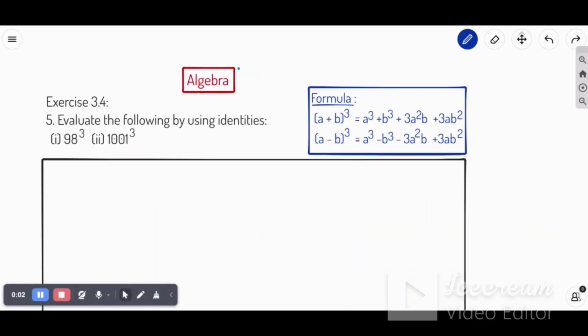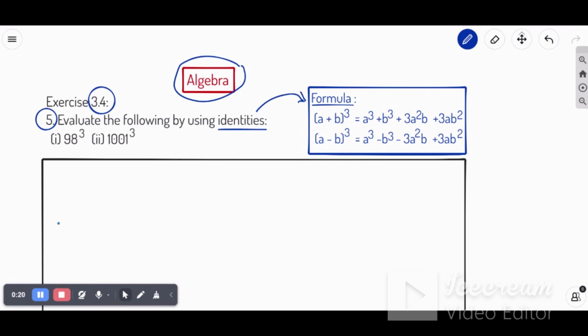Hi, let us start with Algebra exercise 3.4 and question number 5 today. Evaluate the following using identities. Identities means these are the identities for cubes. We have for square also. So we have to use this. We can't do any other methods.